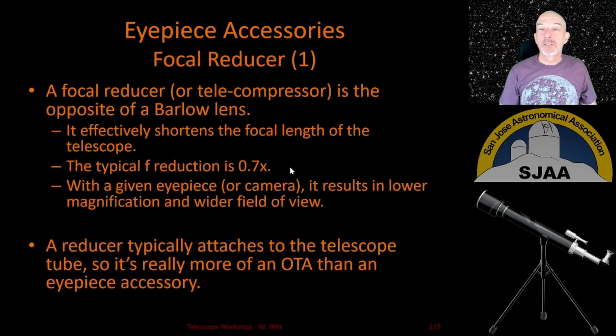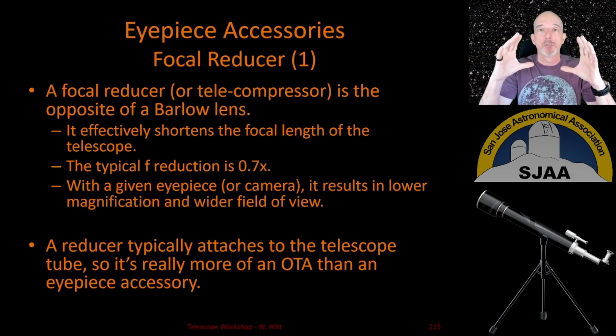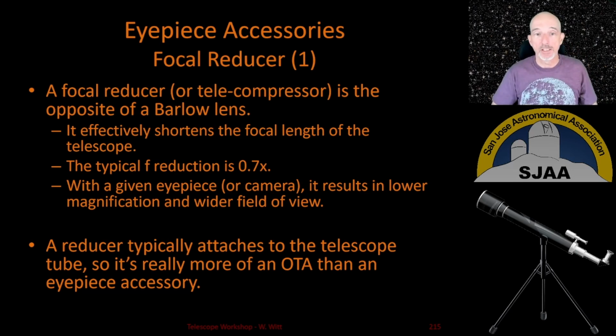The opposite of a Barlow lens is a focal reducer. Focal reducers are also called telecompressors. They effectively shorten the focal length of your telescope. The typical reduction is like 0.7x or sometimes 0.63. What that means is that with a given eyepiece or camera, it results in lower magnification and effectively a wider field of view, just because it doesn't make the image circle any bigger, but it shrinks what's in the image circle, so you're seeing more. And sometimes this is what you want, because again, some sky objects are actually really large, and so you want really low magnification, and this can help you get there.